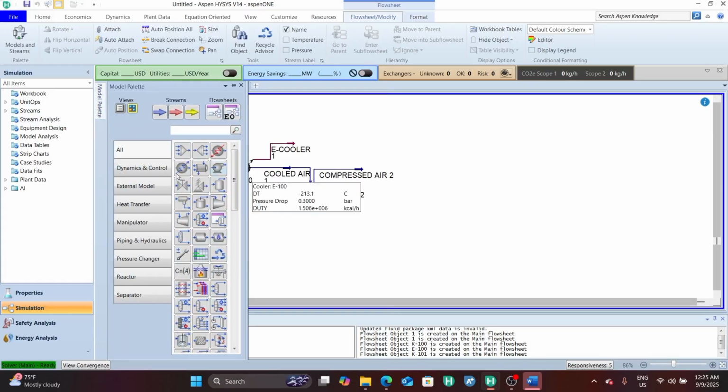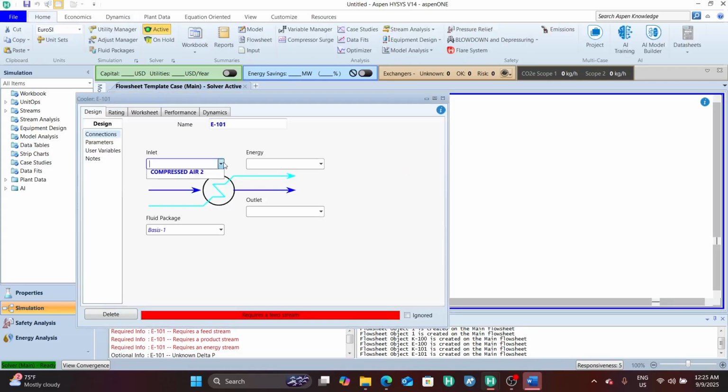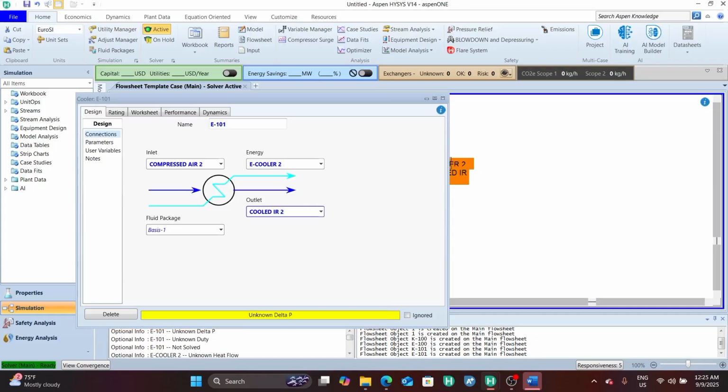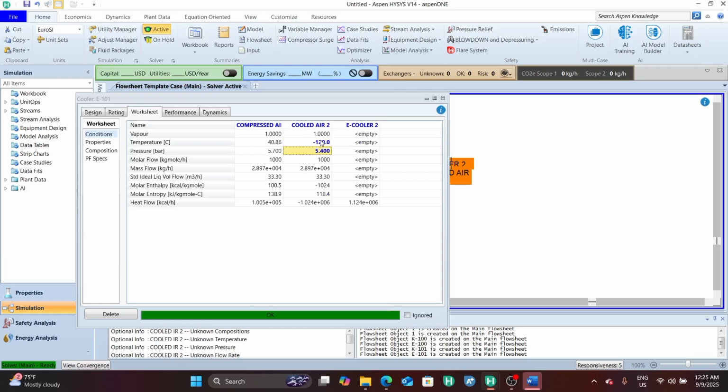So we carry our second stage into cooling. We plug this in, call this E cooler 2, call this cooled air 2. Let's just fix that up. Cooled air 2, much better. And then remember, pressure drop 0.3, giving 5.4. And then we're going to be at a temperature of, let's say, negative 120. And then good.